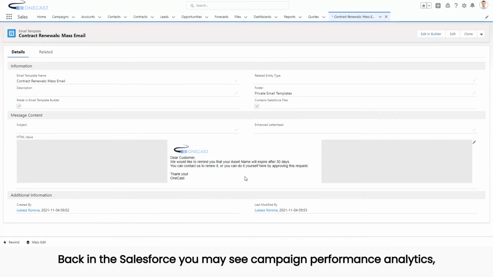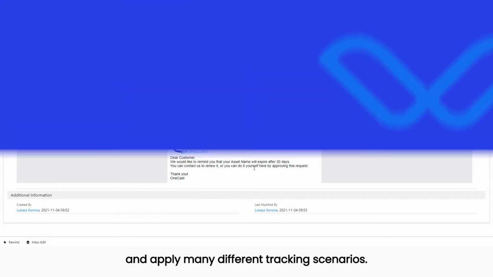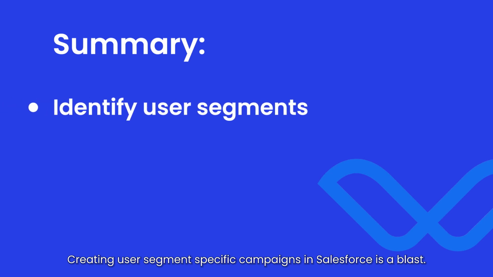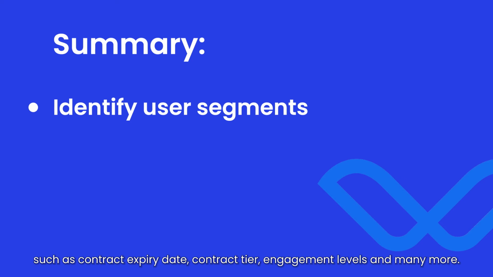Back in Salesforce, you may see campaign performance analytics, set campaign conversion requirements, forecast revenue, and apply many different tracking scenarios. Creating user segment-specific campaigns in Salesforce is a blast. You may easily identify relevant customers in your user base by specific attributes, such as contract expiry date, contract year, engagement levels, and many more.